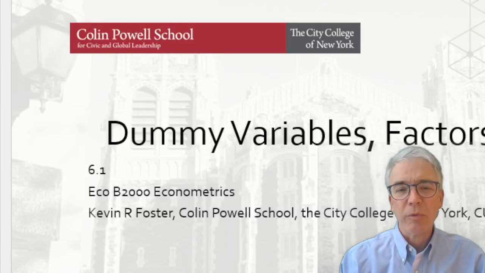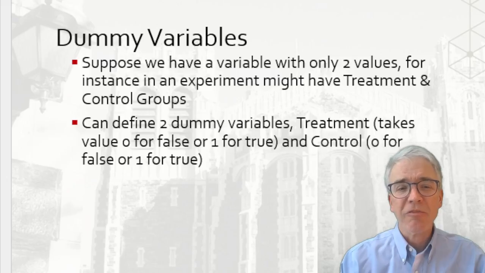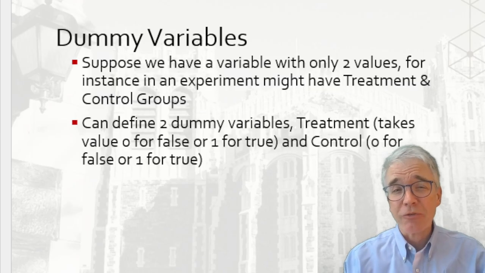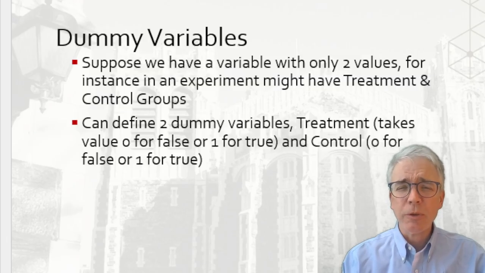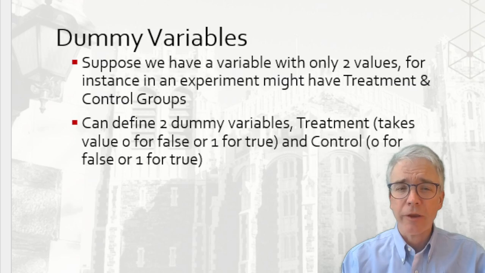We'll put some dummy variables into our regressions, or as R calls them, factors. So suppose we have, keep it really simple to begin with, a dummy variable that takes a value of just 0 or 1 depending on some logical condition. Usually 0 is false and 1 is true. For instance, we can do an experiment where each subject is either in the treatment group or the control group. Nobody's in both, everybody is in either one or the other.